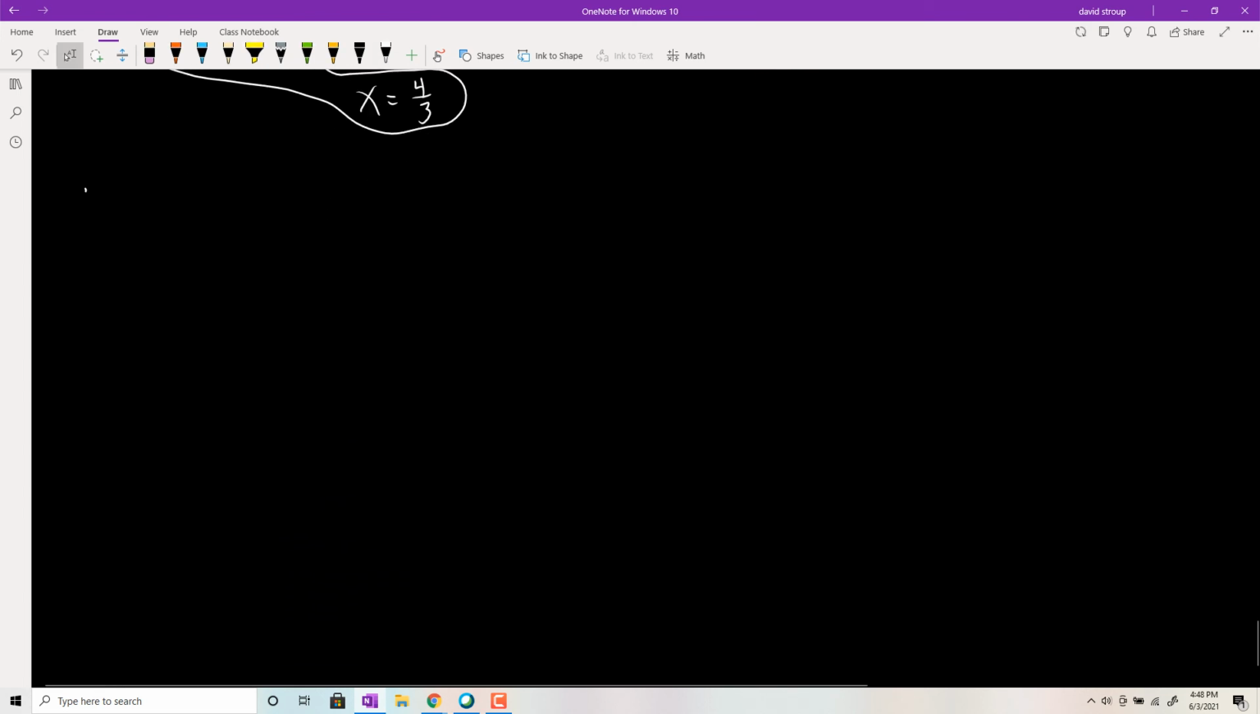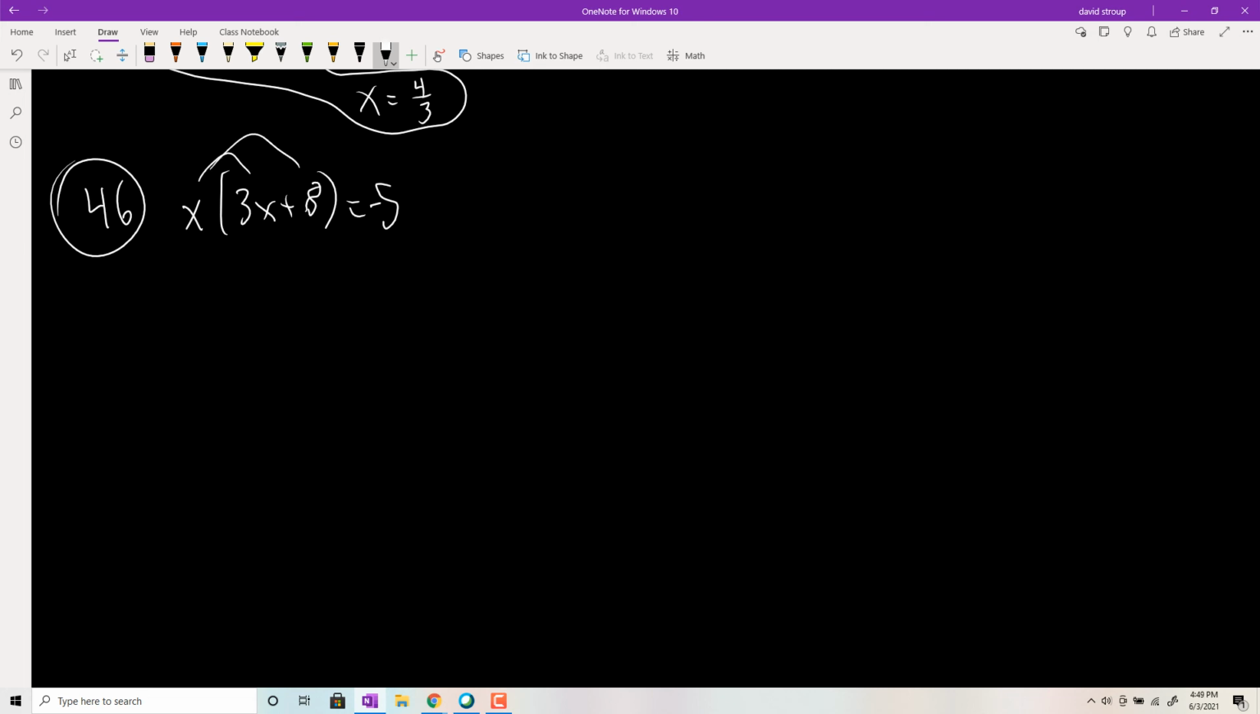46. Let's go. x times 3x plus 8 equals -5. And you cannot just set x equal to -5 or 3x plus 8 equal to -5. You can't just set them equal to -5. The first step is always set the thing equal to 0. Get 0 on one side. So you have to do some backtracking.